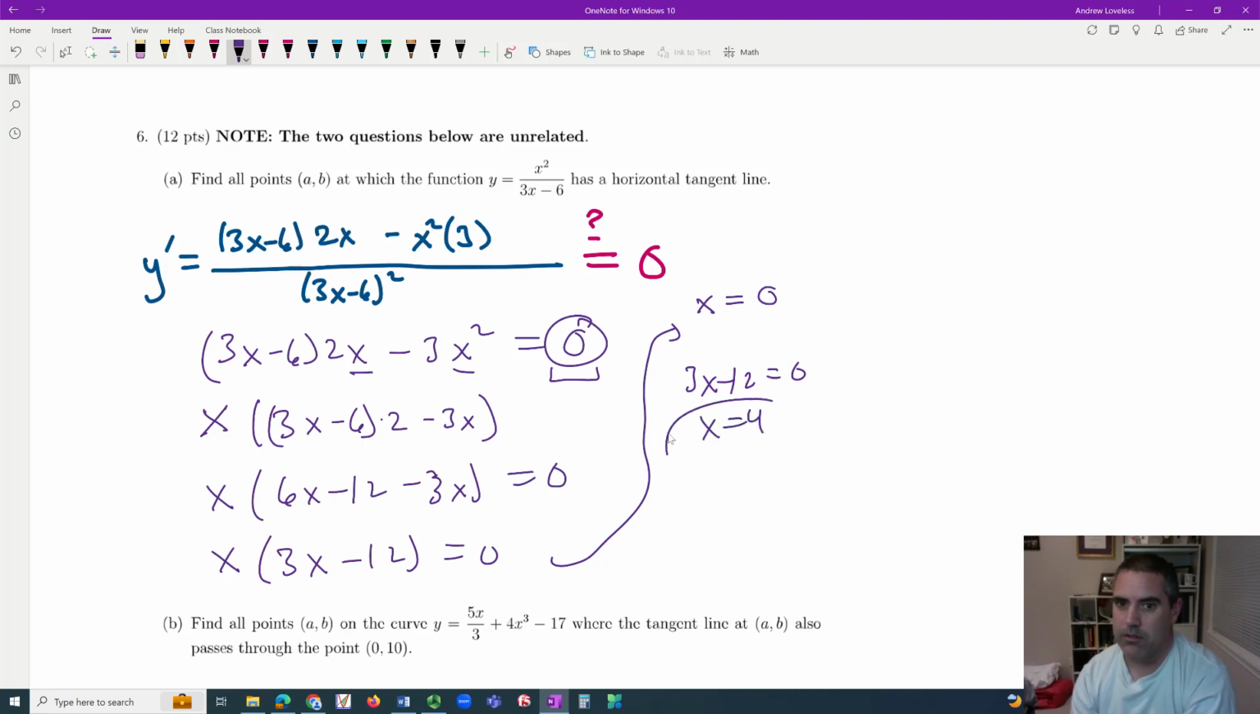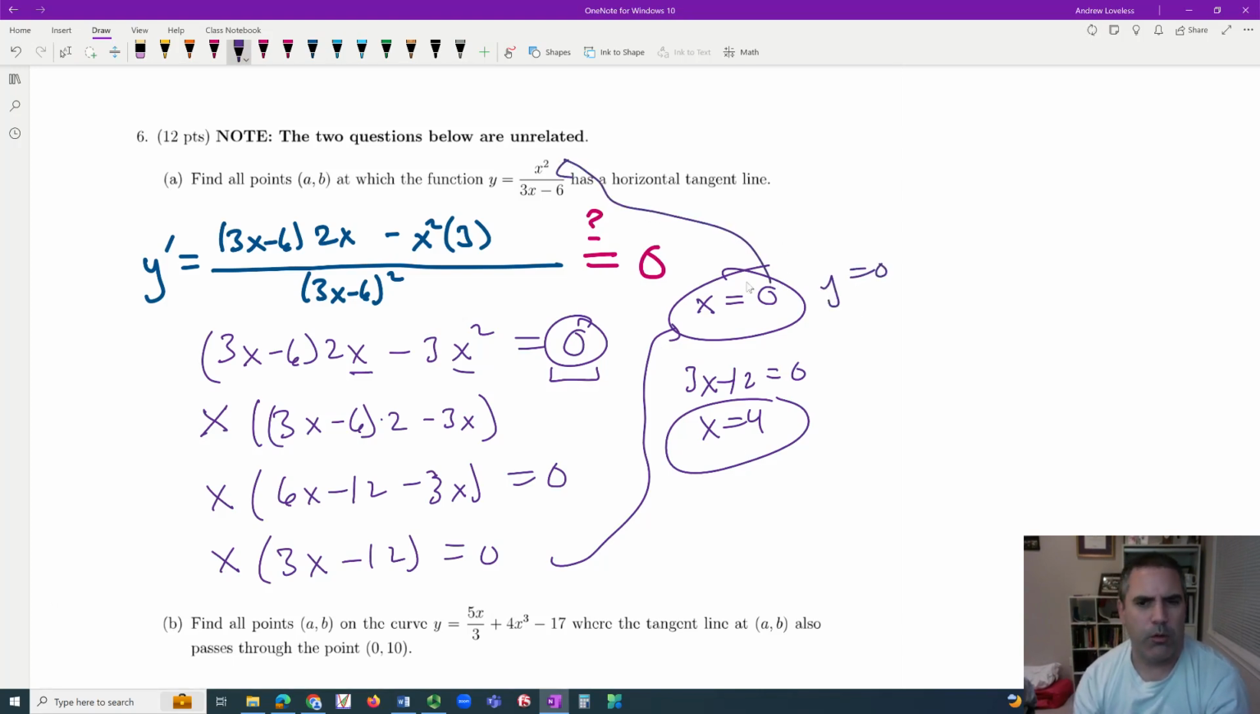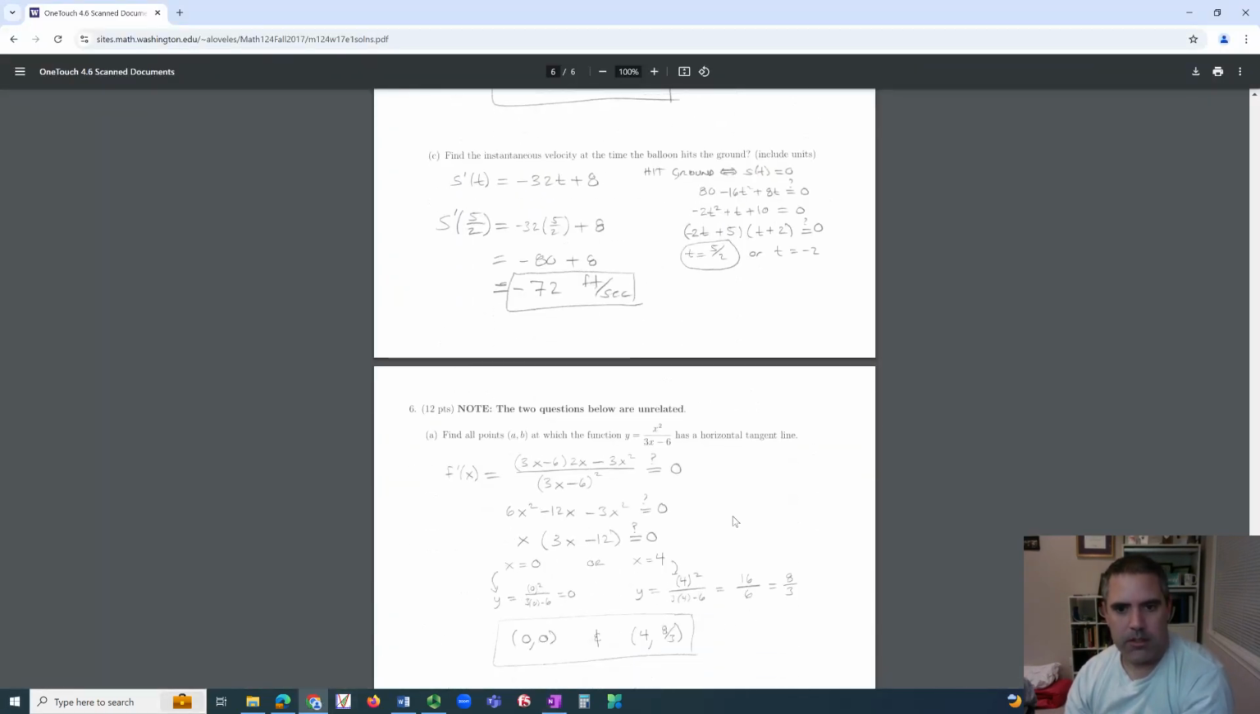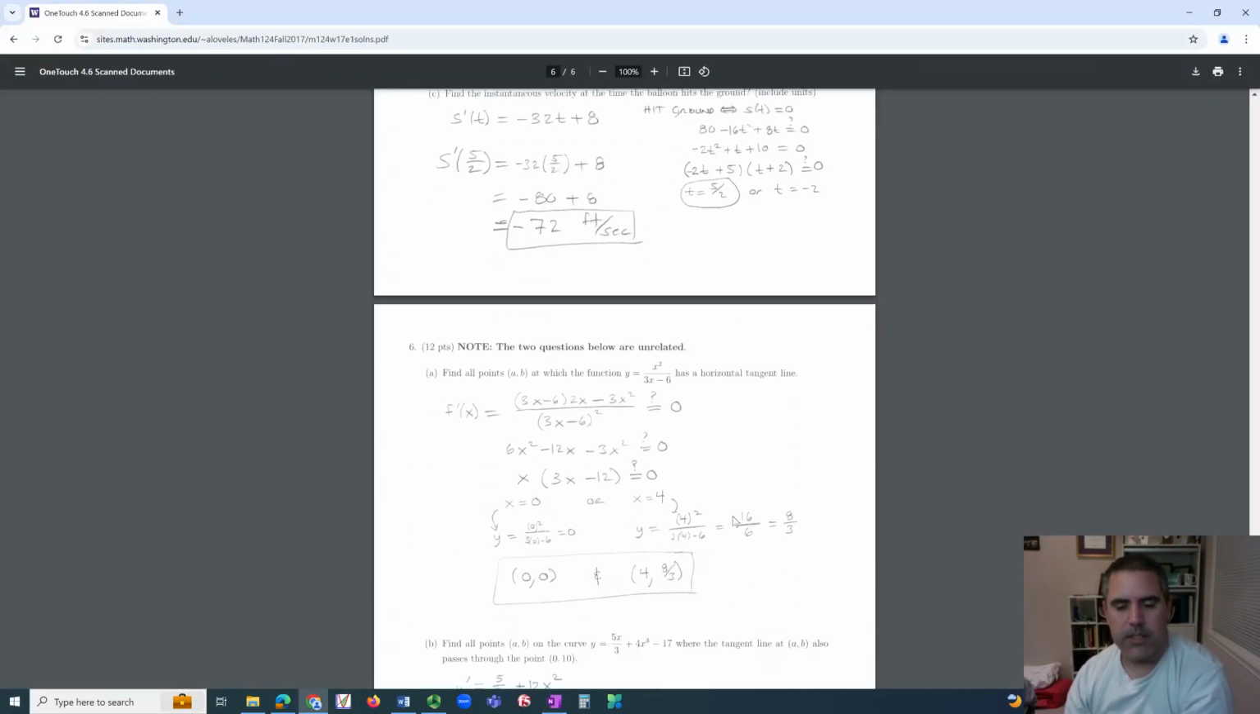So there's only two answers, 4 and 0. The question asks for the corresponding y value, but you plug it back in. If you plug it back in, the y value is 0. If you plug 4 back in, 16 over 6. Let's check the solutions, make sure I didn't do anything ridiculous. 16 over 6 is 8 over 3.